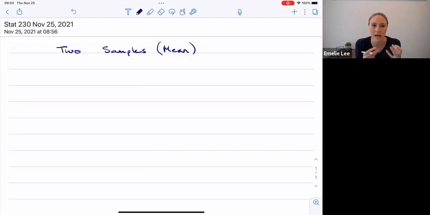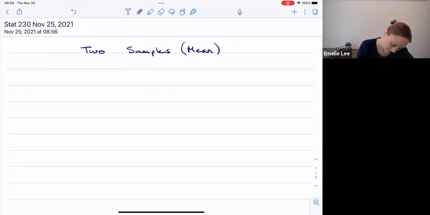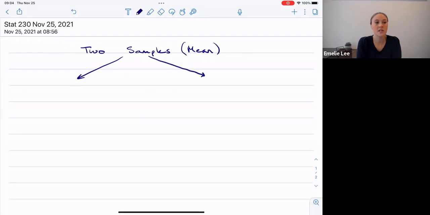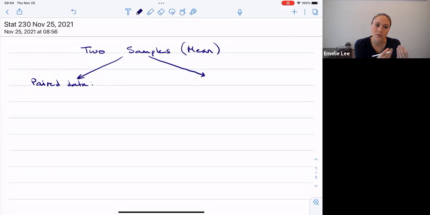If we're talking about the average of two groups, two samples, then there are two ways that we can collect that data. I want to put this in the middle at the top here. So there are two ways that we can collect and analyze two samples. The first one is if we have paired data. If we have paired data, then we've made two observations on one subject, or arguably the same subject.